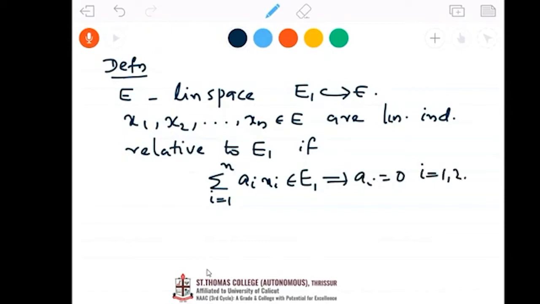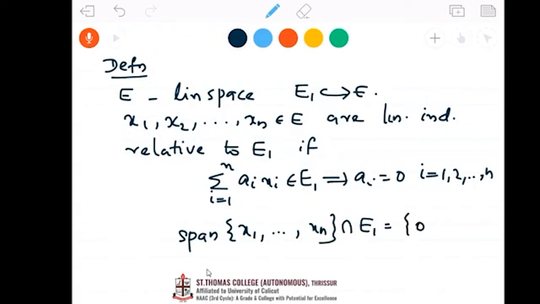So for i equal to 1 up to n, ai equal to 0. That means whenever a linear combination of x1, x2, etc., xn is in E1, then the only possibility is that the scalars ai are all 0. Or in other words, we can say that the span of x1, x2, etc., xn intersection E1 contains only the 0 vector. This is what is meant by vectors being linearly independent relative to a subspace.